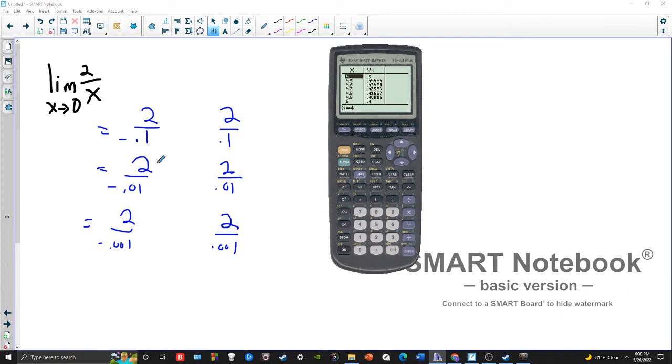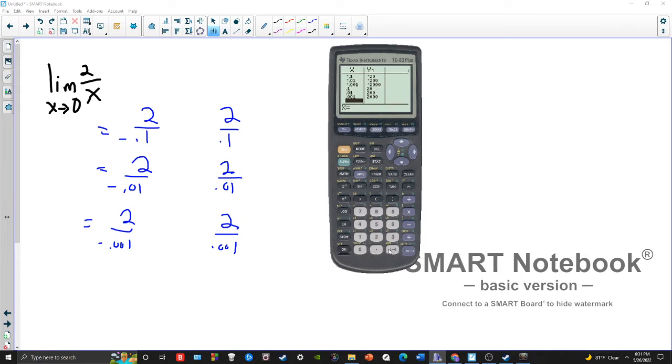So I can plug in all my 3 negatives: negative 0.1, negative 0.01, negative 0.001. Got that. And then I can do my positives, 0.1, 0.01, and 0.001. And then I can see what's happening here. As x gets closer to 0 in the negative direction, this is going to get to negative 2,000. So it's getting bigger and bigger in the negative direction.